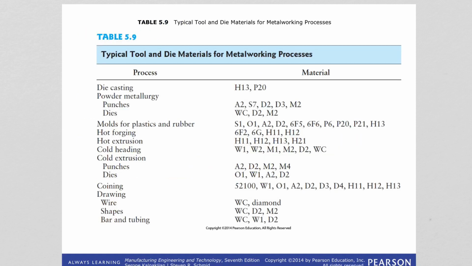So in this table, we are seeing typical tool and die materials for metalworking processes. Which process, for example, die casting, punching in metallurgy, molds for plastics and rubbers, hot forging, hot extrusion. So based on that process, which material is chosen to make the tools and dies, basically.